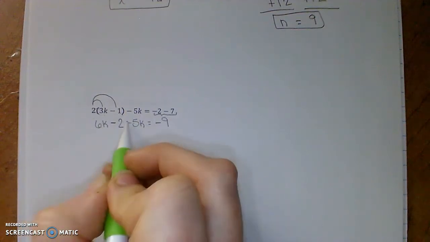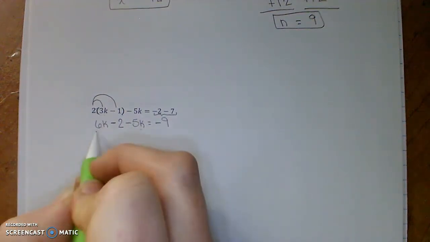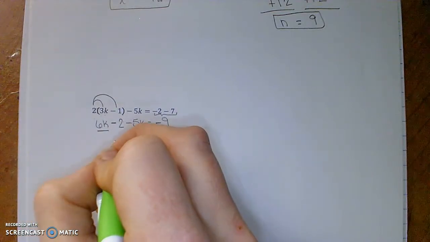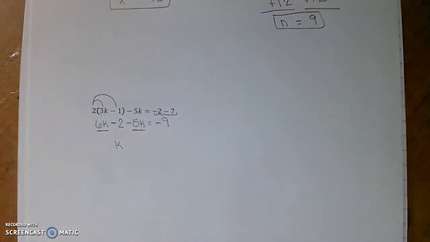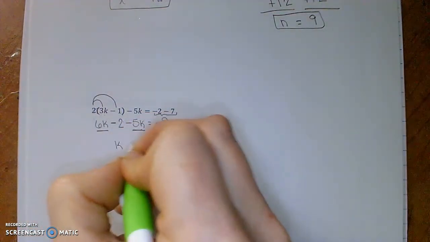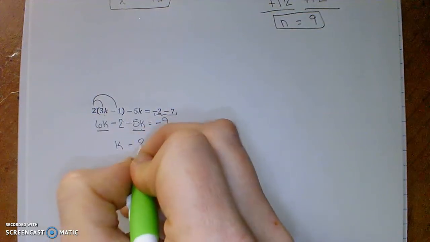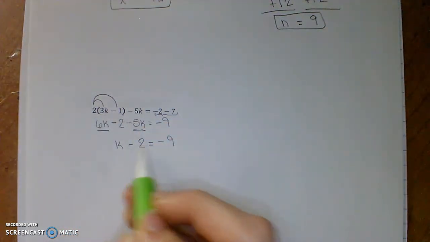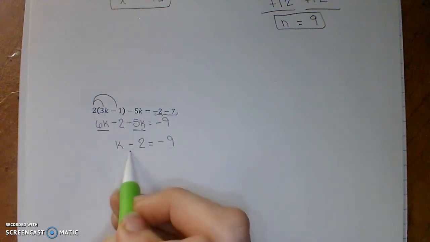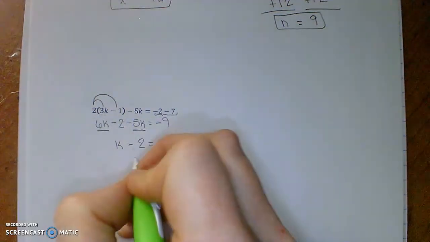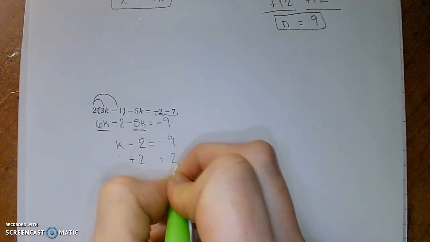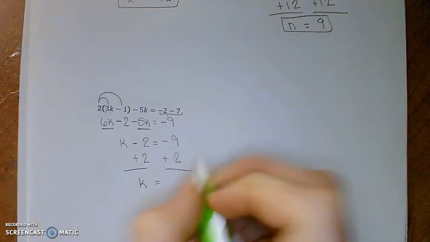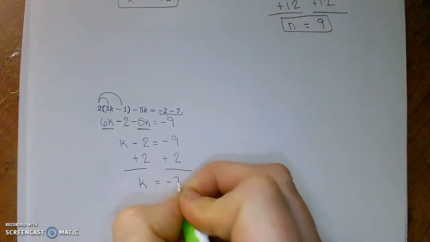Great. Now over here, I see 6k minus 5k. These are like terms. Combining 6k minus 5k gives me 1k, which I'll just write as k. The next term left is minus 2 equals negative 9. And then I will add 2 to both sides to undo this operation to leave me with just k. So plus 2 plus 2. Got k equals negative 9 plus 2, which is a negative 7.